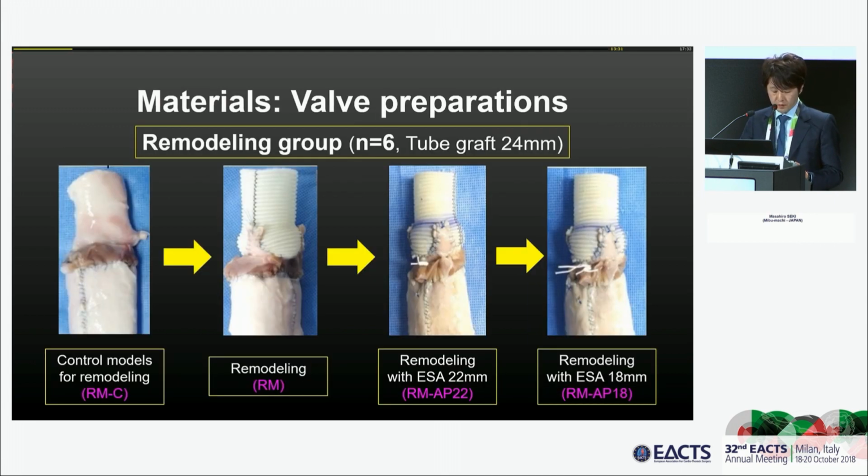6 models of remodeling and reimplantation with sinuses were prepared from porcine aortic valves. First, the remodeling group was created from the control models, which were the native porcine aortic roots. In turn, control models were transformed into remodeling and remodeling with ESA. Tube graft of 24 mm was used. Additional ESA was performed for the remodeling models to decrease the root diameter to 22 and 18 mm using CV0 Gore-Tex sutures.